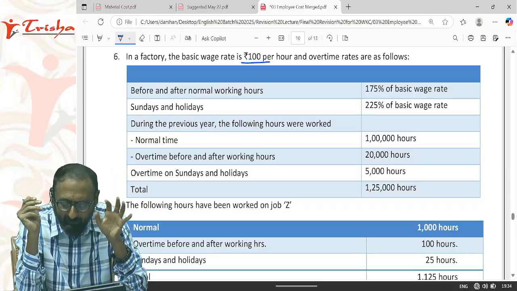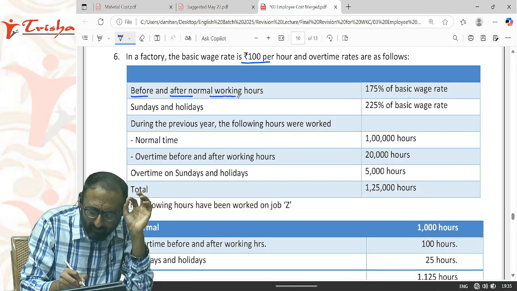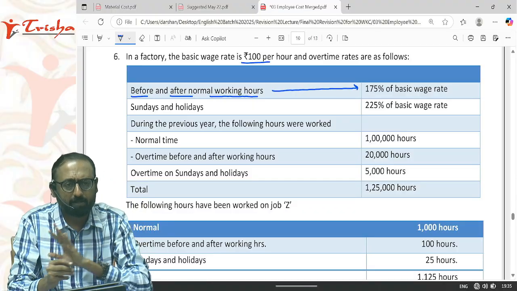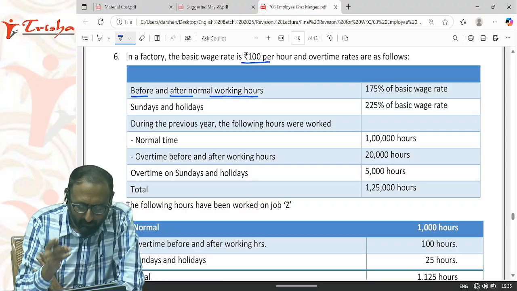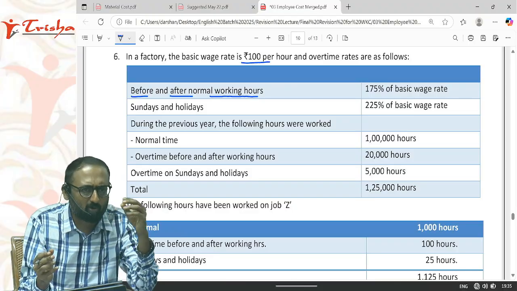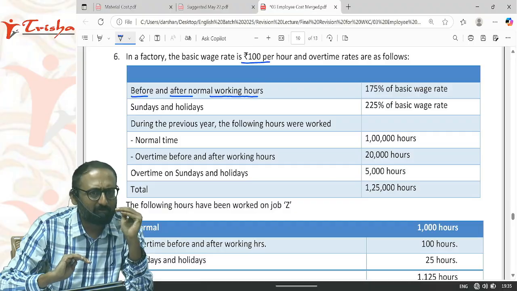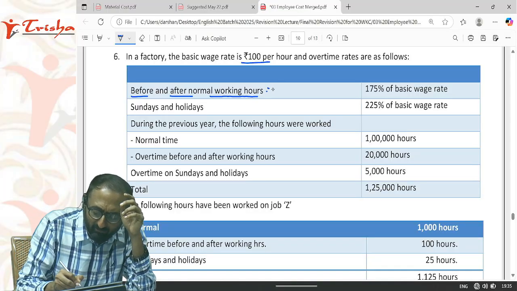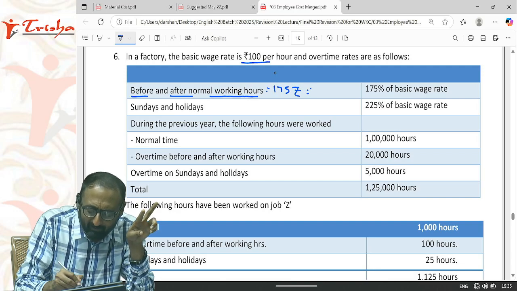The overtime rate is given as follows. If a worker works before and after normal working hours, you have to pay 175% of the basic wage rate. Suppose your shift is morning 9 to evening 5, and the worker works before 9 or after 5, you have to pay 175 rupees. In that 175 rupees, 100 will be normal and 75 will be premium.